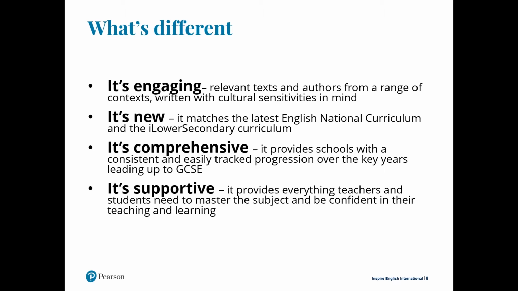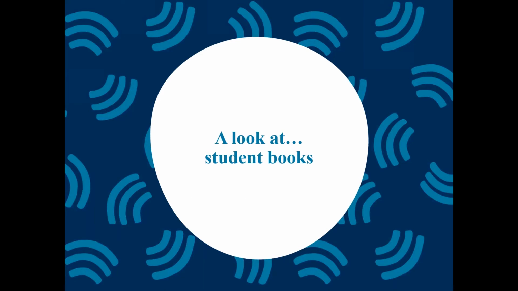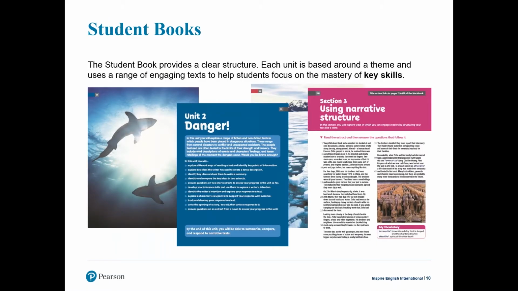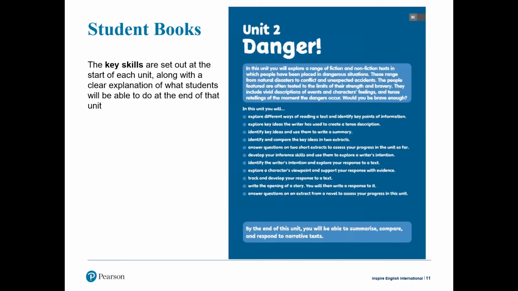So have a really quick look at the student books themselves now. Each student book provides a clear structure. Units are based around a theme, and each unit uses a range of engaging real-world texts to help students focus on the mastery of key skills. You can see here on Unit 2, the key skills are set out at the start of each unit, along with a clear explanation of what students will be able to do at the end of that unit. We've done that so that students can really understand what the point of the learning is, and so that they know what they're expected to achieve by the end of it.